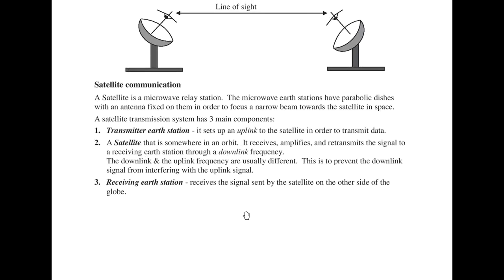Then we have satellite. A satellite is a microwave relay station. The microwave earth station has parabolic dishes with an antenna fixed on them in order to focus a narrow beam towards the satellite in space. In an exam situation, you will be asked to demonstrate satellite communication. You have to draw the earth station and the space station. So we have the transmitter earth station, the satellite itself, and the receiving earth station. Let's see the next diagram.